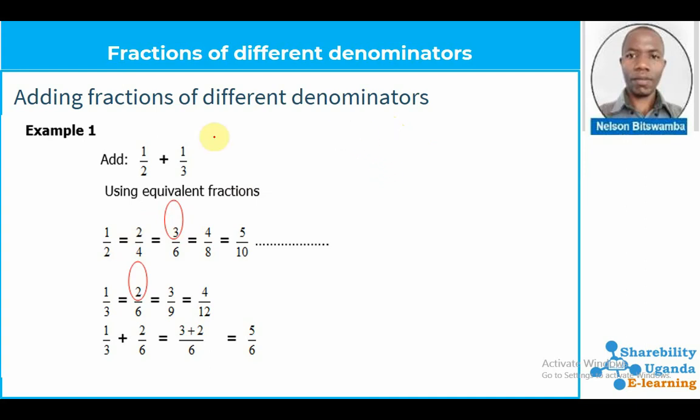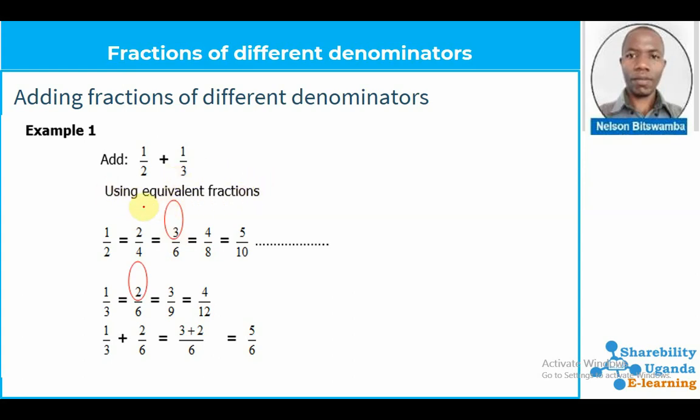For example, let's have a look at this. We have 1 out of 2, and here they have given us 2 out of 4, which is equal to 3 out of 6, 4 out of 8, and so on. So these are equivalent fractions. This fraction is the same as this one. This one is the same as this one. So we are going to use these equivalent fractions.